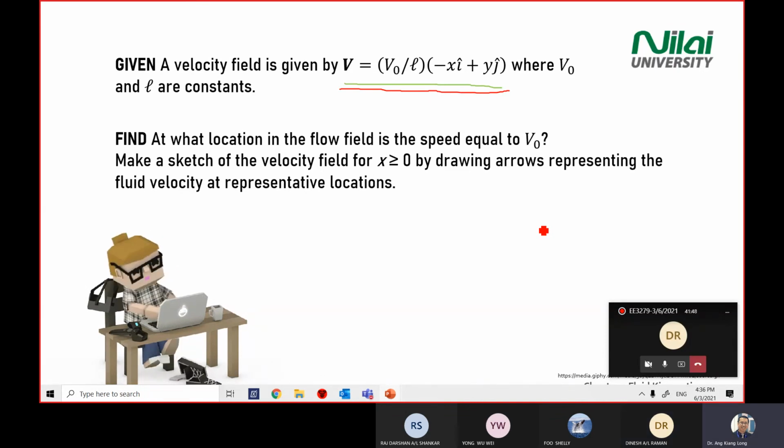Okay, good. Shirley, are you there? Yes, sir. Okay, you look at the velocity field or the equation. Is this a 2D problem or 3D problem? Why? I think it's 2D because they only have i and j. They don't have the k. Correct, good answer. Okay, Dinesh, you hear what Shirley said just now? Yes, sir.